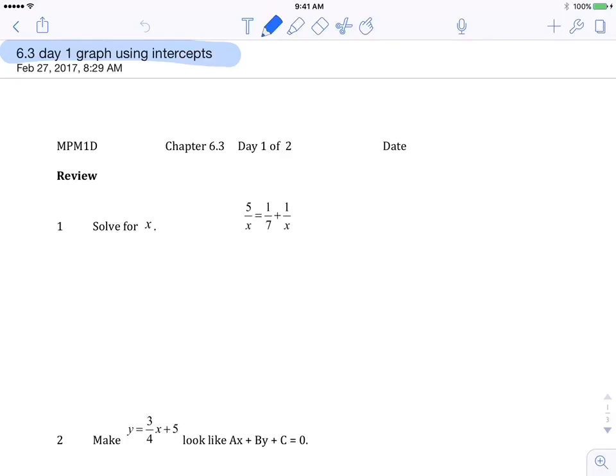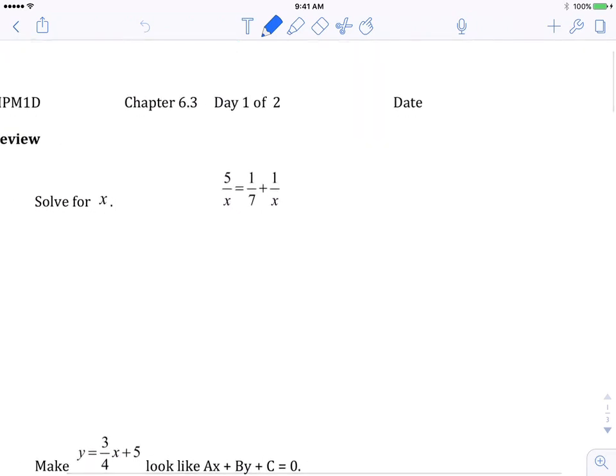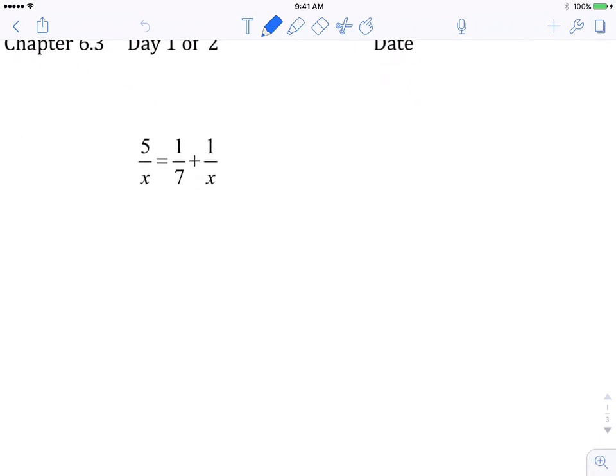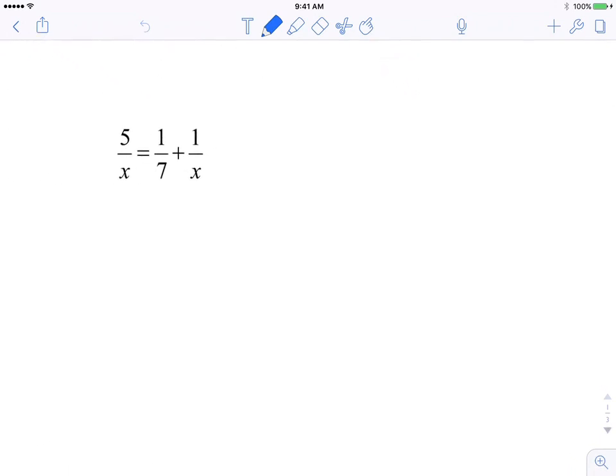Okay, today we're going to learn about graphing using intercepts. Before we get into that though, I want to just go over some review to keep your skills fresh, and we are going to solve for x.